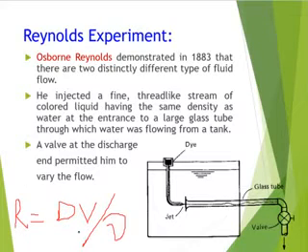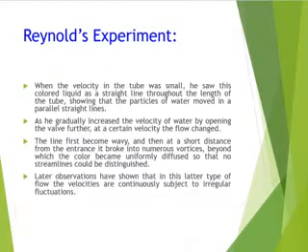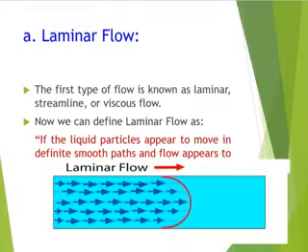So the limiting value of the Reynolds number in case of pipe flow is 2000, which is known as the critical Reynolds number. From 2000 to 4000 the flow is transitional, and for more than 4000 the flow becomes turbulent. These values are for pipe flow.